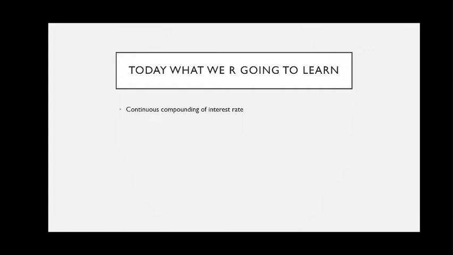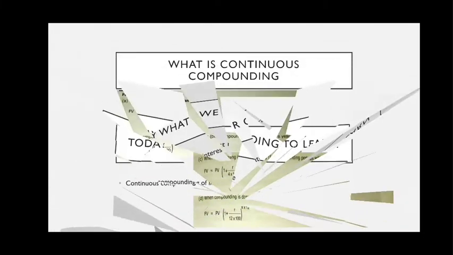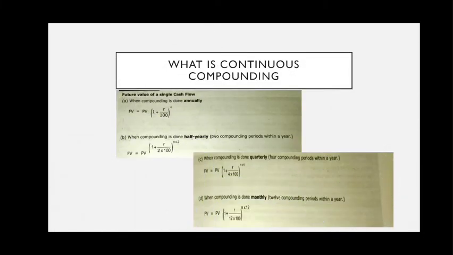Today we are going to learn something different. It is nothing but continuous compounding of interest rate. First of all, let us see what is continuous compounding of interest rate. You may have heard that X bank pays interest annually. For example, HDFC bank pays quarterly, whereas SBI I think pays half yearly, and another bank pays yearly.